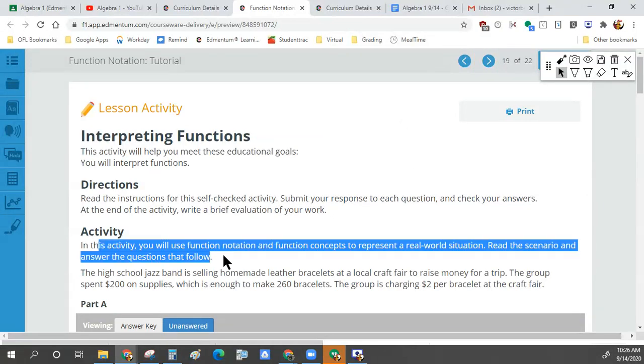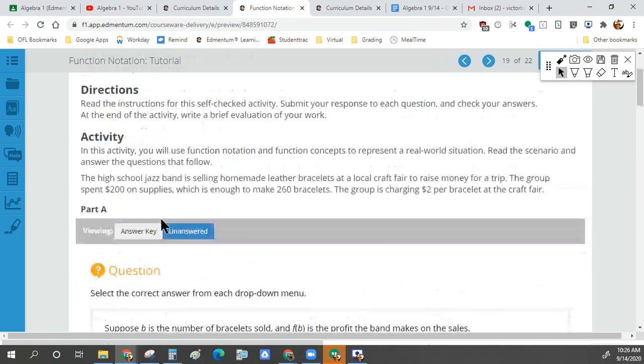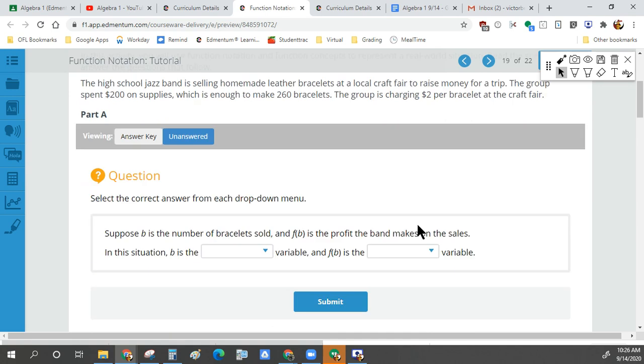So our activity for this. In this activity, we're going to be using function notation and function concepts. So if I look here, a high school band is selling homemade leather bracelets at a fair for a trip. So the group has $200 worth of supplies, which is enough to make 200 bracelets. The group is charging $2 a bracelet. So select the answer to the drop box below.